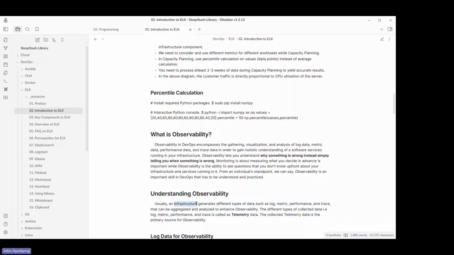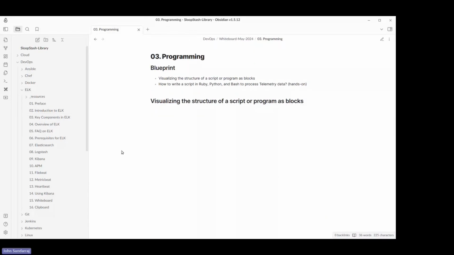Your infrastructure, container, VM, or anything that it is, generates this much data and many more other real-time data. And what are you going to do with that data? That's what we call telemetry data, and that's what we're going to deal with now.